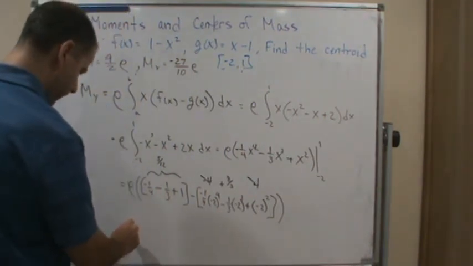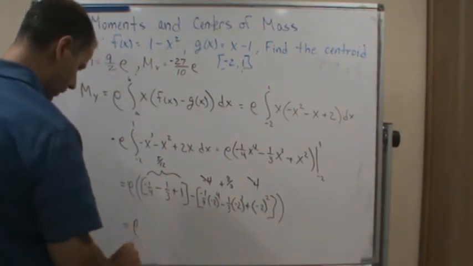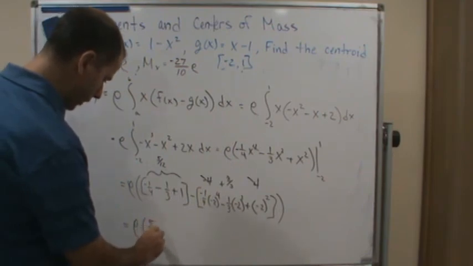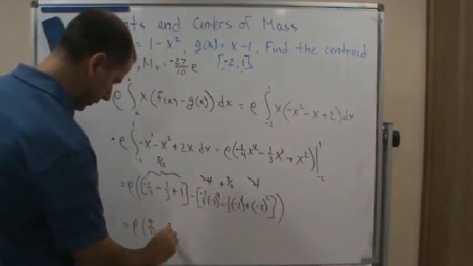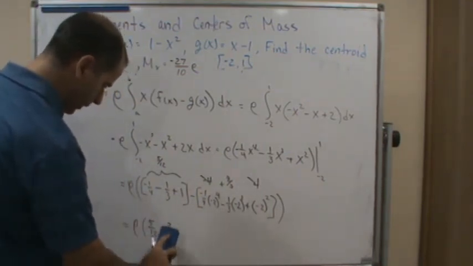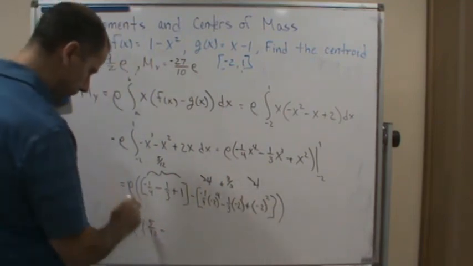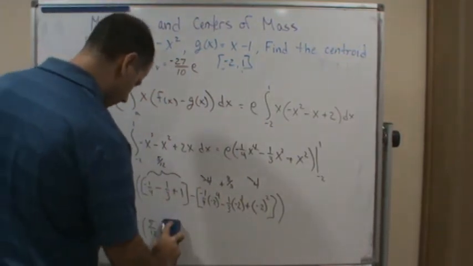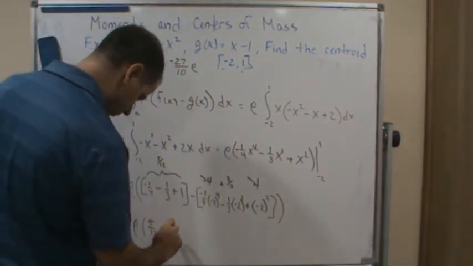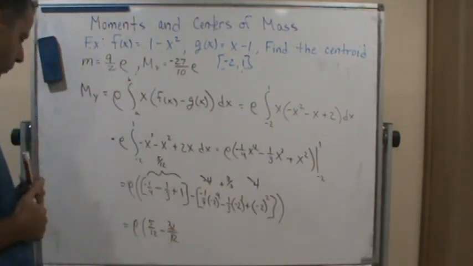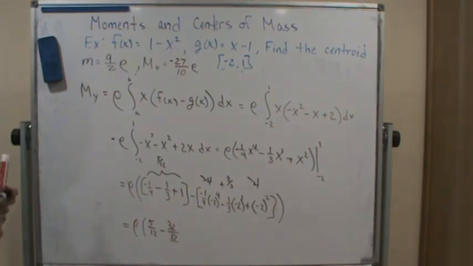Okay, so now, what do we get? We get rho, and we get 5/12 minus 8/3. And so the 8/3, I'm going to make that into 12ths. So that's going to be 48 twelfths. Oh no, not 48 twelfths. That's going to be 32 twelfths. Right? 4 times 8 is 32. 4 times 3 is 12.